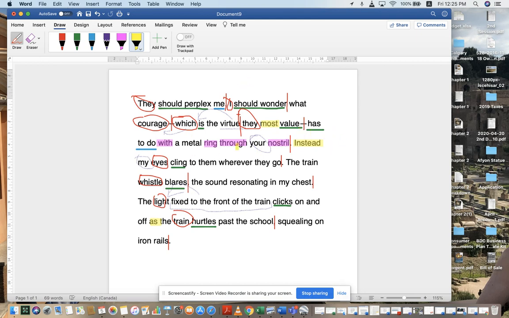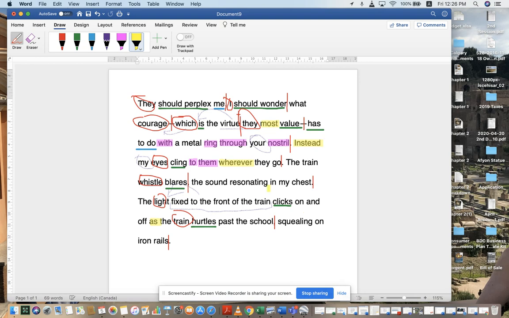Continuing on, has to do with metal ring, so we did that. Instead, my eyes cling. Clinging, again, is the verb. It's an action, a verb of motion. It's very much not inclined to take a direct object. So what we see is a preposition, to them. Okay, she's clinging. Instead, my eyes are clinging to them. Wherever, adverb.